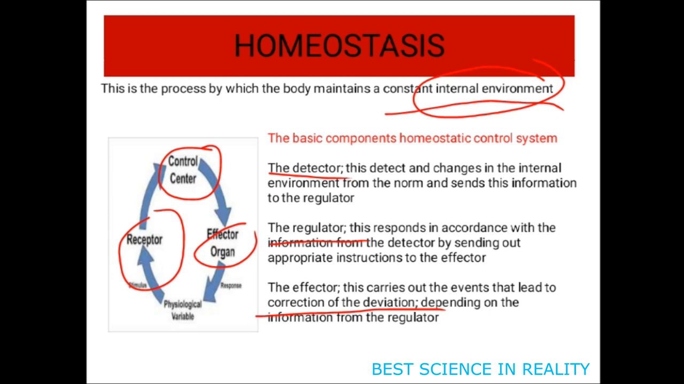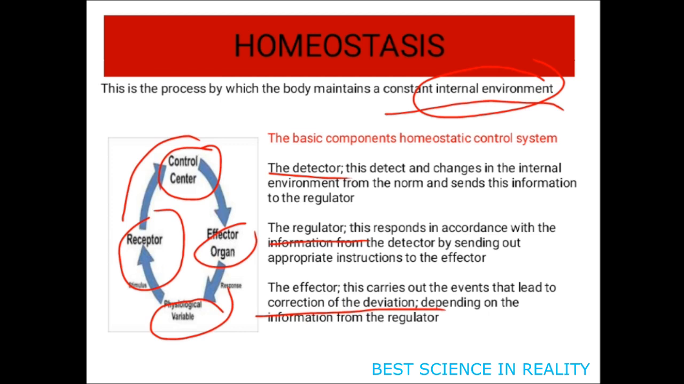So let's use a real example. Let's assume we have the physiological variable, in this case temperature. The thermoreceptors within the skin act as our receptors. They are going to detect that the body temperature is too high, and they are going to send signals to the control center. The control center in this case is the hypothalamus in the brain. The hypothalamus will send impulses to the effector organ, and that can be the skin or the jaw muscles.